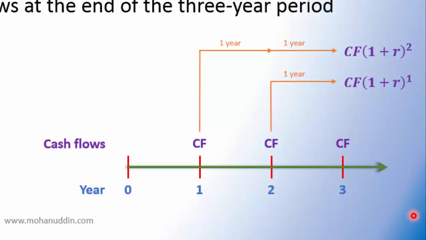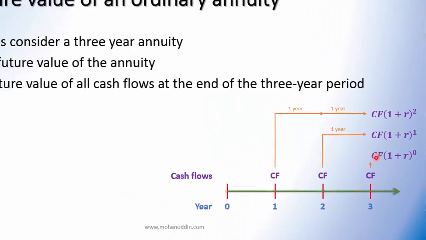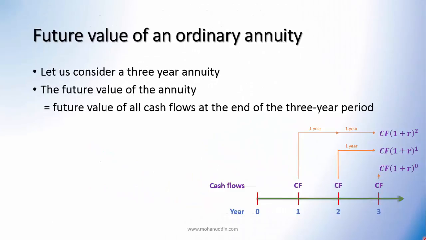But for the last cash flow, which is already in year 3, we do not have to compound because it is already in year 3. Or mathematically you can say we compound it for 0 years. Therefore (1 plus R) to the power 0, which makes it 1. So CF times 1 is CF itself. This is how we can calculate the future value of this 3-year annuity.